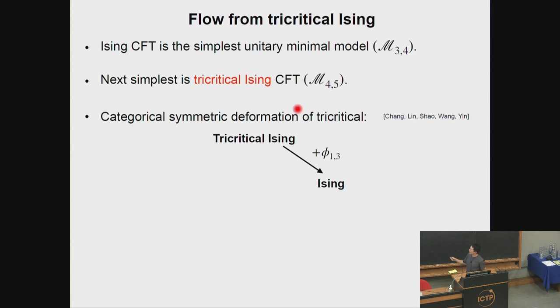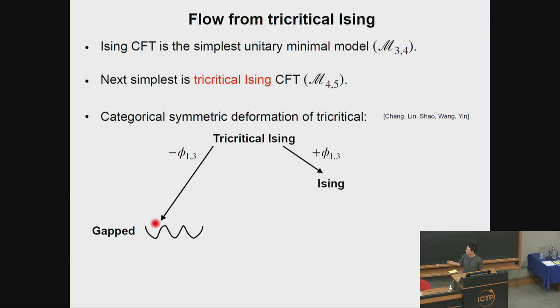So in this tricritical model, there is a primary operator called phi(1,3). And if you deform the tricritical Ising model with plus sign, this model flows in the low energy to the Ising model. And along the flow, all the symmetry of the Ising model is preserved. So this gives you a non-trivial example in which the Kramers-Wannier duality symmetry is preserved. And alternatively, you can also deform the tricritical Ising model with minus sign. But since the deformation parameter is the same, it also preserves the same amount of symmetry.